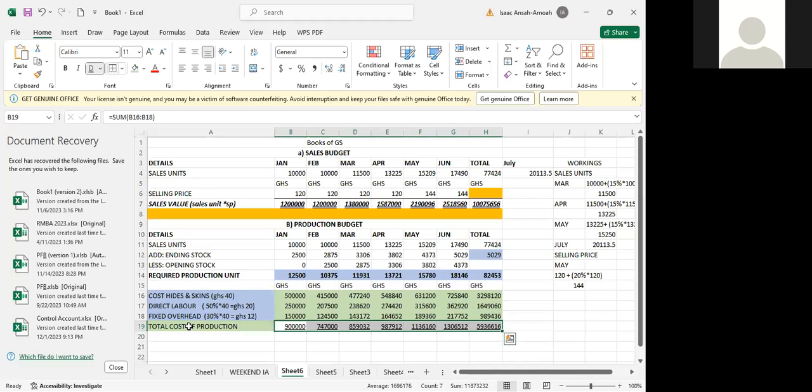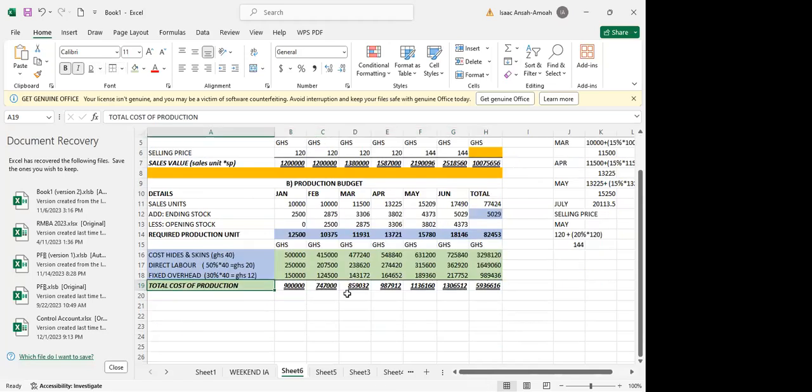Okay, please, there's a question. So anytime we're dealing with the cost, the unit cost will always be multiplied by the required production units, right? Exactly. Okay, thank you so much.